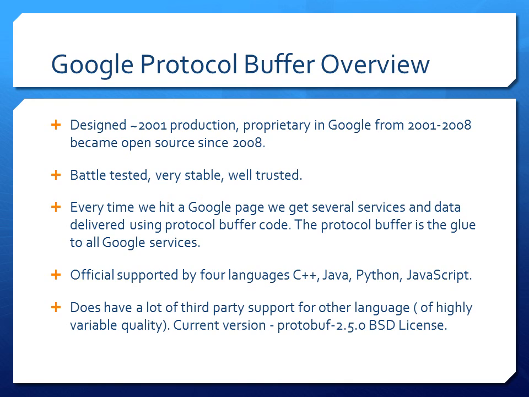Official supported languages for the protocol buffer are C++, Java, Python, and JavaScript, which, while not an extensive list of languages, gives a pretty wide user base of people who can take advantage of the protocol buffer today. And it does have a lot of third-party support for other languages of variable quality. I do know that they have .NET variants of the protocol buffer as well as many other languages.